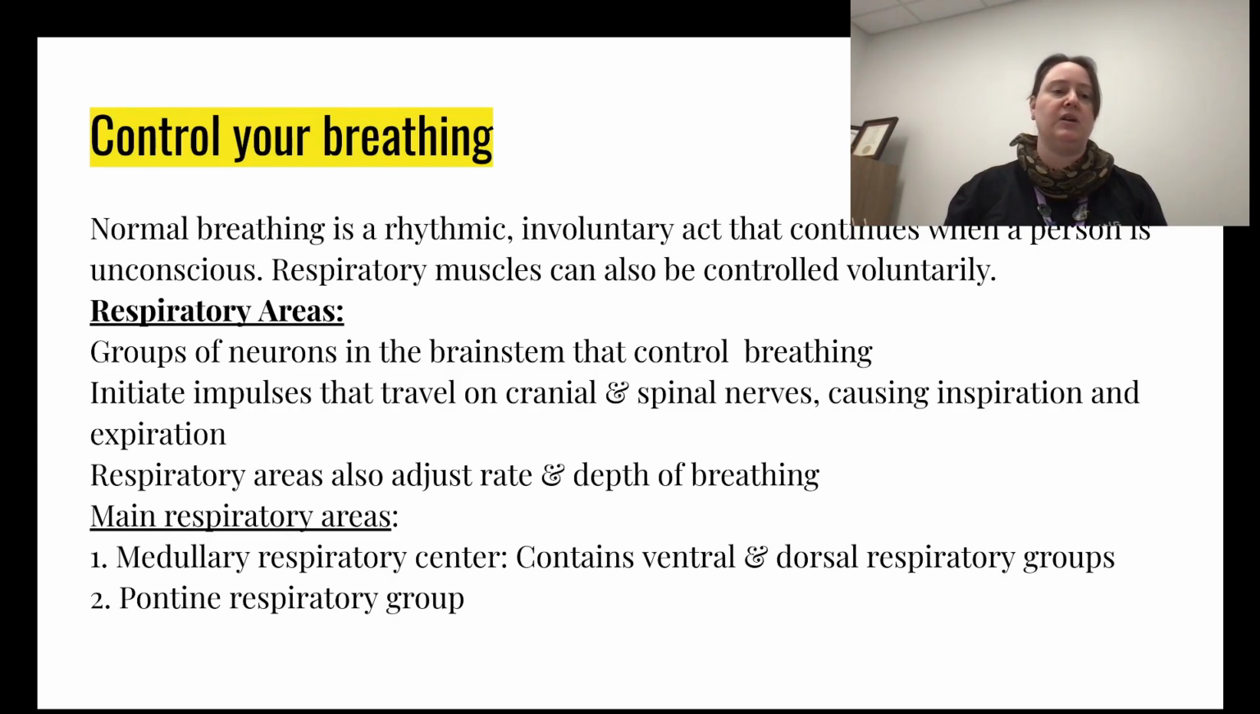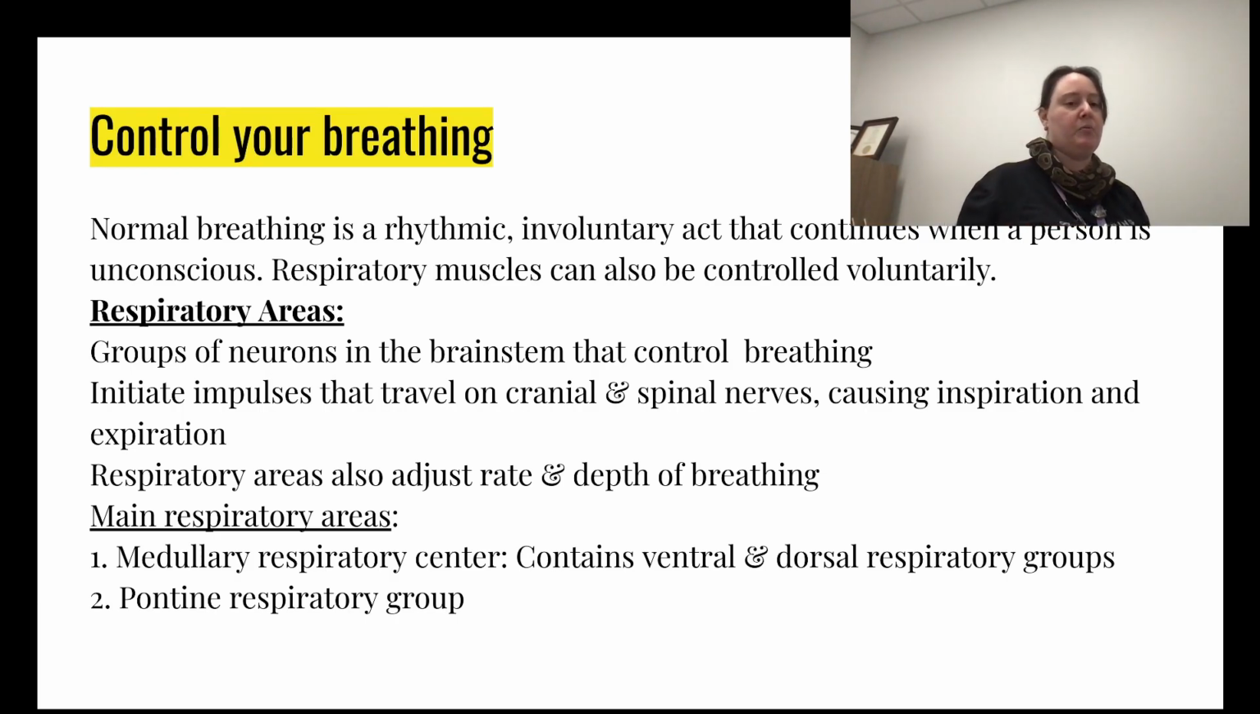So respiratory areas. We have groups of neurons in the brainstem that control breathing, initiating impulses that travel on cranial and spinal nerves, causing inspiration and expiration. This also can adjust the rate and depth of your breathing, especially when we go into fight or flight responses. If we're in a fight or flight response, it usually means it's time for your lungs to really get to work. We'll get into that in a minute. So basically your main brain areas controlling everything are your medullary respiratory center, which contains your ventral and dorsal respiratory groups, and your pontine respiratory group.